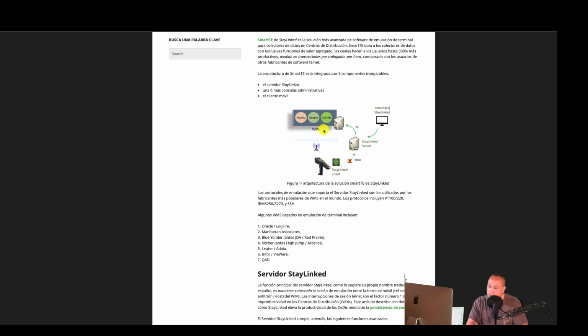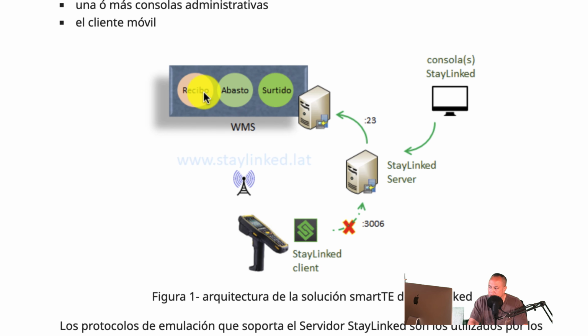So here's an image that I found, a simple diagram for a WMS. So let's say this is your warehouse management system over here. You have your mobile device, whether it's a Datalogic Skorpio X5. So your Datalogic Skorpio X5 will work with Staylinked. And I'm going to get back into the keyboard maps, etc.